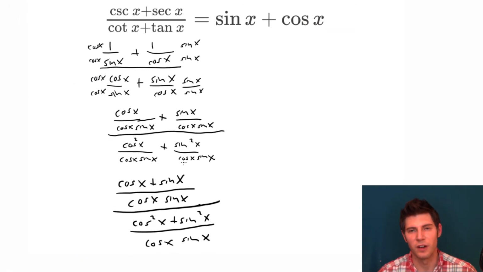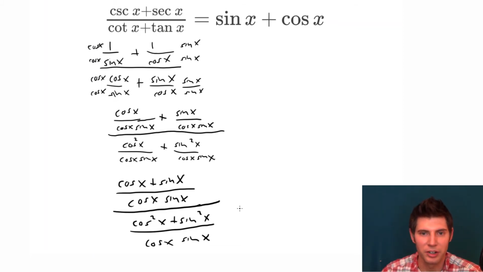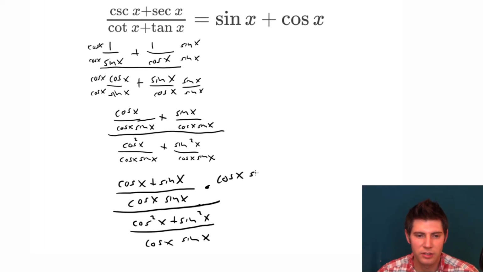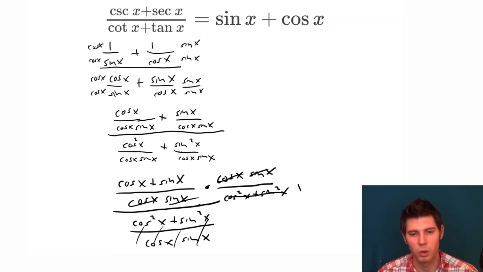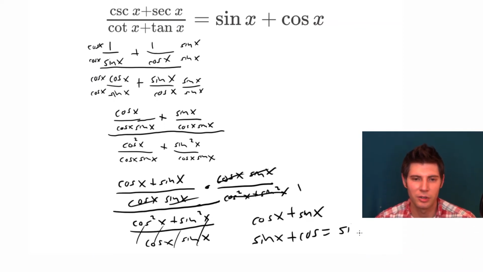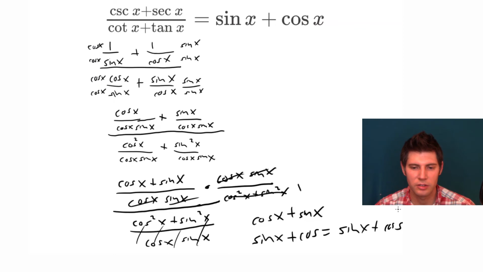So now ultimately we are dividing fractions here, so we can flip the one in the denominator and multiply it by the one on top. So I'm going to say times cosine x sine x over cosine squared x plus sine squared x. Well, cosine x sine x on the bottom and cosine x sine x on top will all cancel. So those are gone. And cosine squared plus sine squared, that's 1. So then we're just left with cosine x plus sine x, which when you change the order, sine x plus cosine x, is what we were trying to equal. Sine x plus cosine x. That's it. And now that one's done.